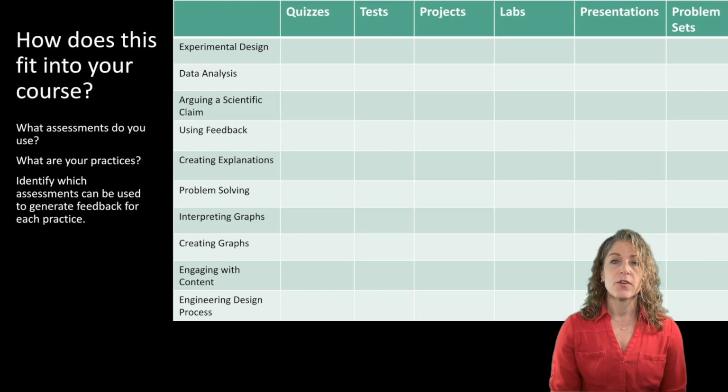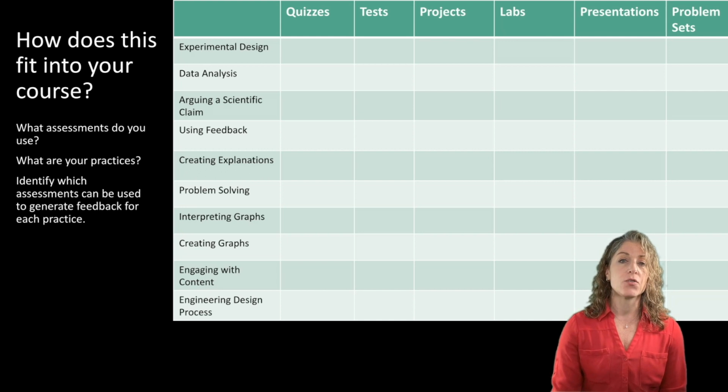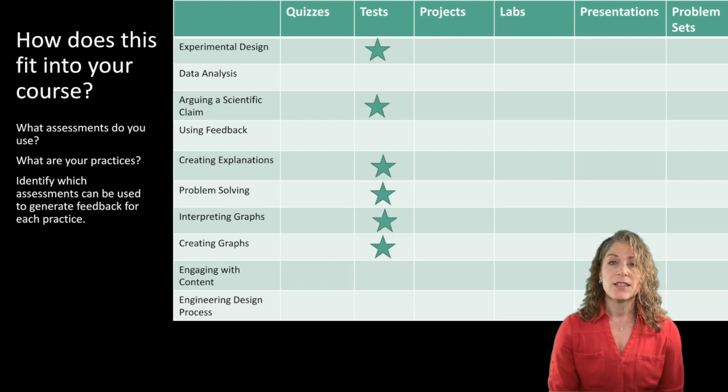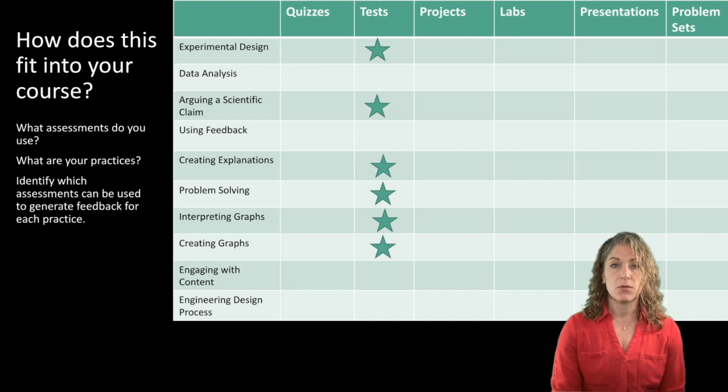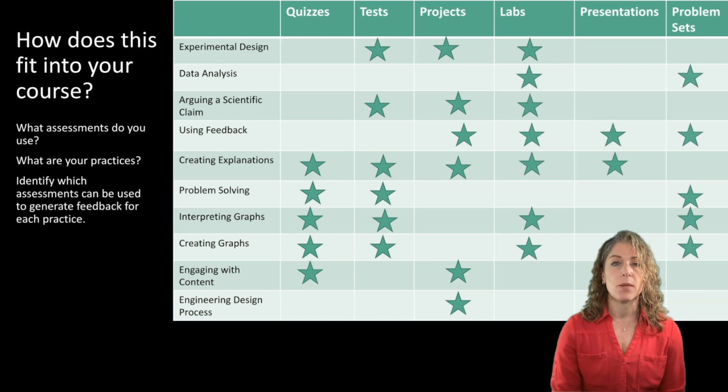The last step is to figure out which assessment could be used with which practice. So I went through each type of assessment and thought about the practice that I could assess using that particular type. For example, I could use a test to get information about how students are doing on experimental design, arguing a claim, creating explanations, problem solving, interpreting, or creating graphs. I did that for each of the remaining types of assignments. It's quizzes, projects, labs, presentations, and problem sets, for example. As you can see, I could use many different types of assessments to provide students with feedback on creating explanations.